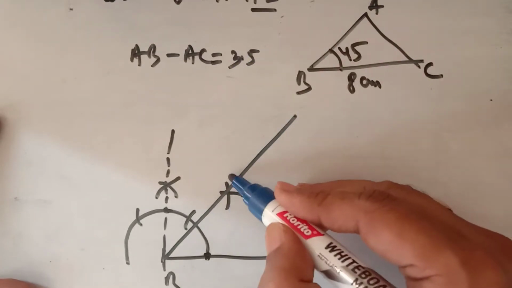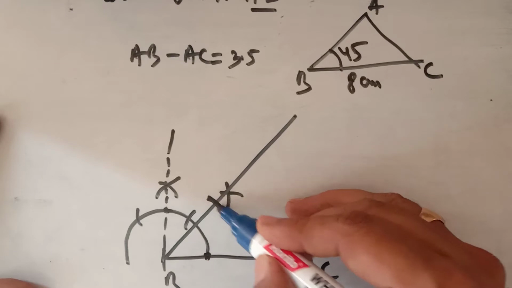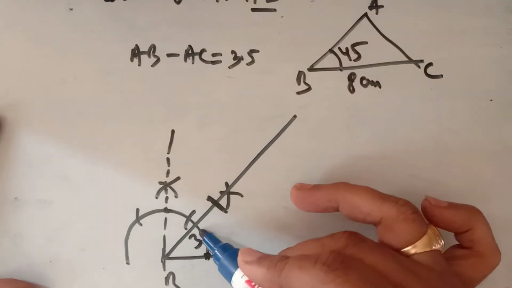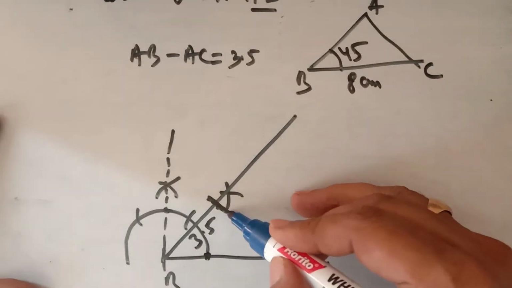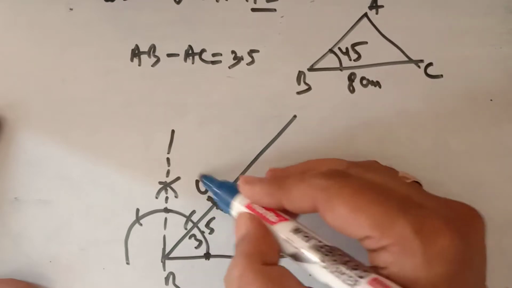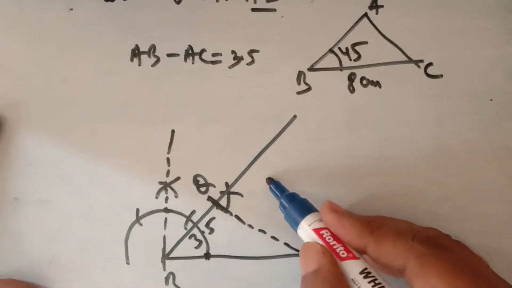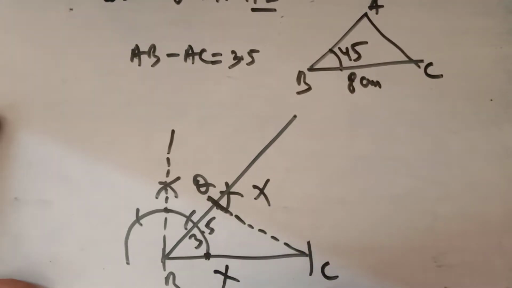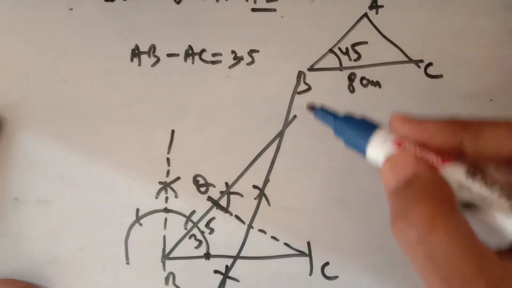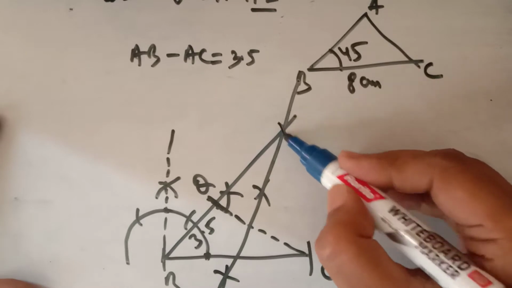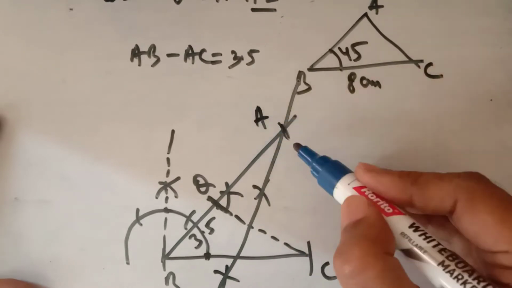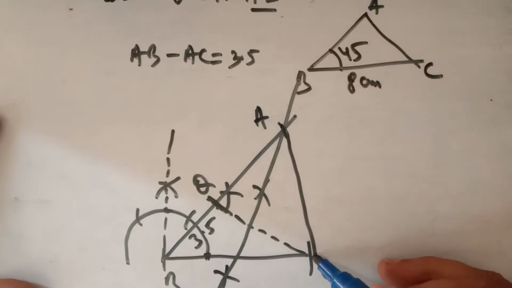So suppose this is the point. This distance is 3.5, and join it with C. Let us call it Q. Now draw the perpendicular bisector of this QC. You know how to draw the perpendicular bisector? It will meet this arm at some point here, and this point will be A, and join with AC.